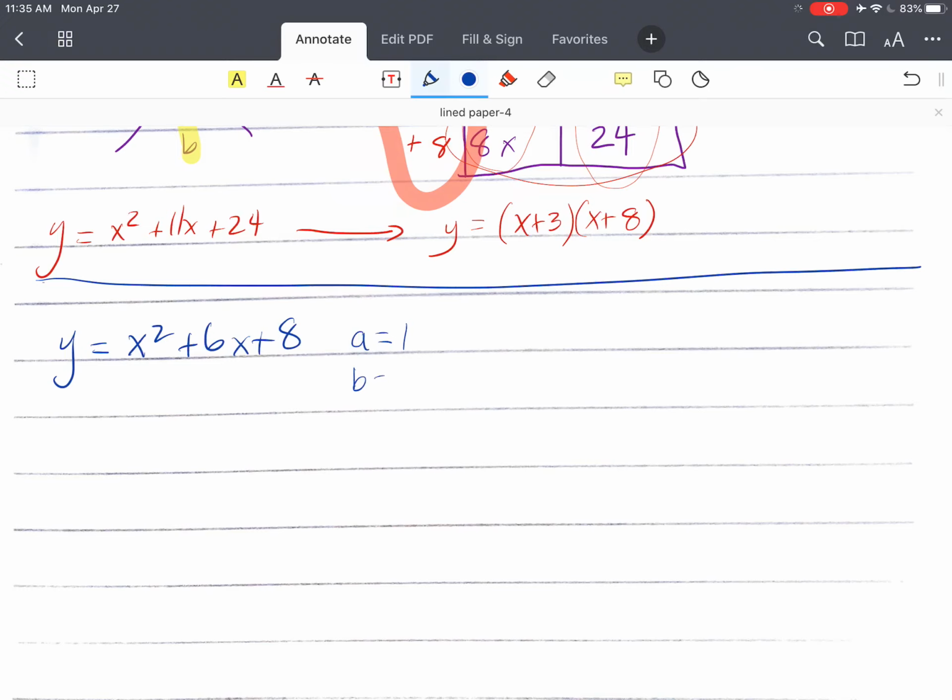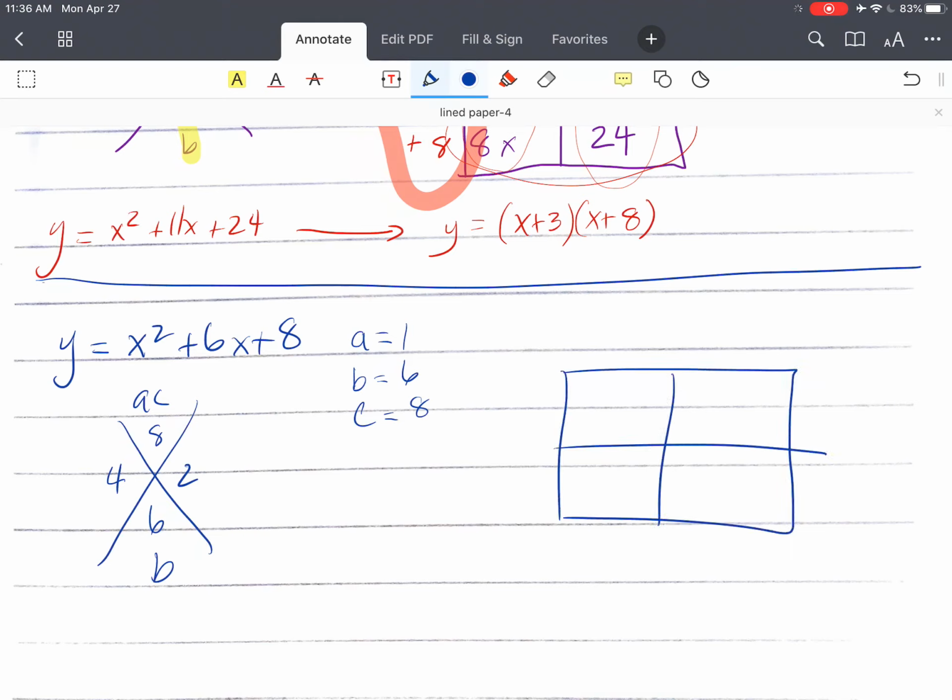What does a equal? 1. Because that's the number in front of the x squared. What does b equal? 6. What does c equal? 8. Set up your diamond puzzle. A times C, B. 1 times 8 is 8, and then 6. What two numbers multiply to 8 but add up to 6? 4 and 2.